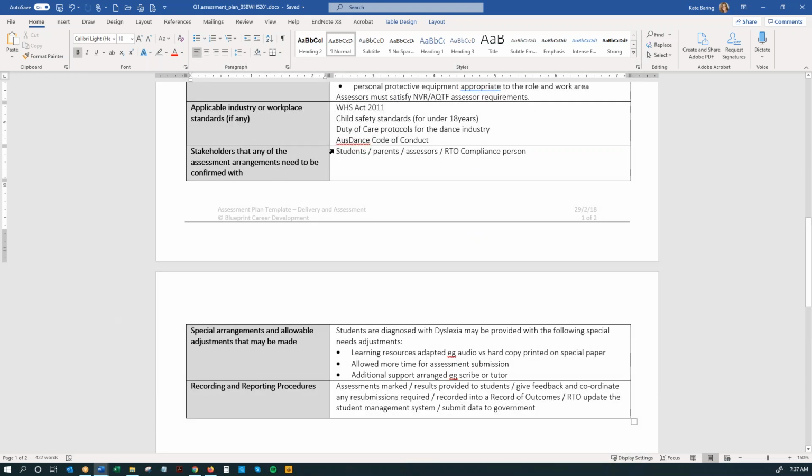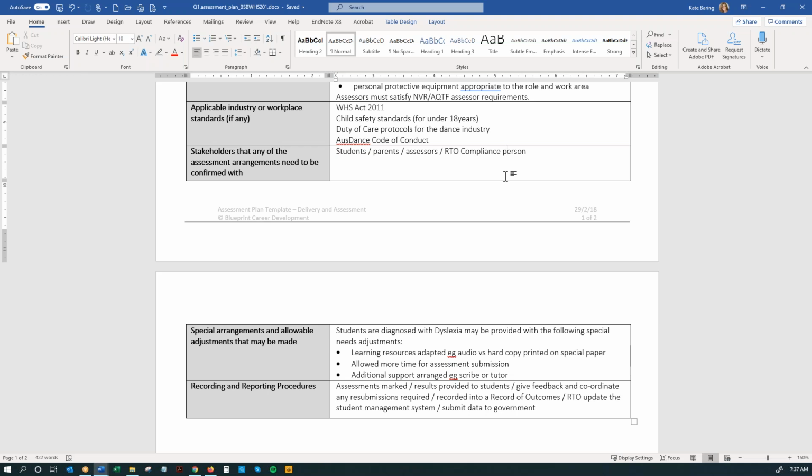Then we list who our stakeholders are related to the assessment process. Again, no real right or wrong here. You would just have to pre-think who you would need to be liaising with. If you're writing this in conjunction with a subject matter expert from industry, you would put their details in there. If you are the subject matter expert and you're writing it, then you may also need to schedule assessment arrangements with people like students and parents and the compliance person.